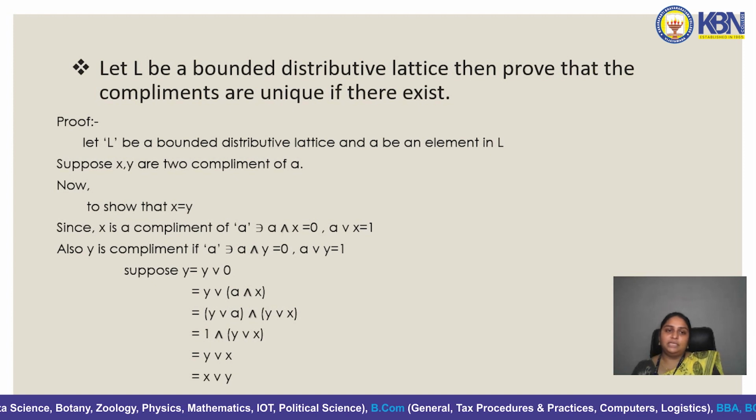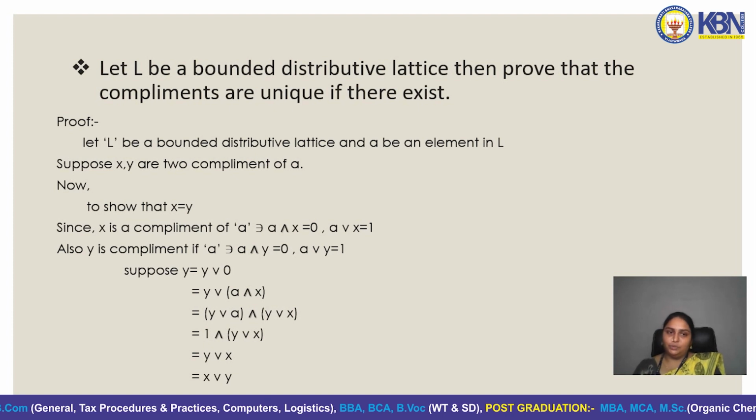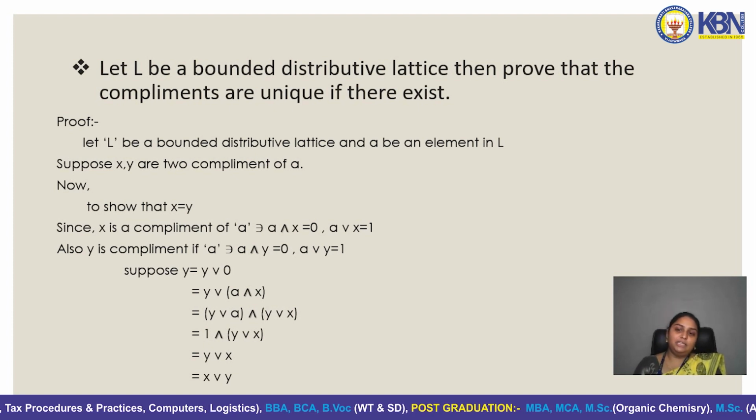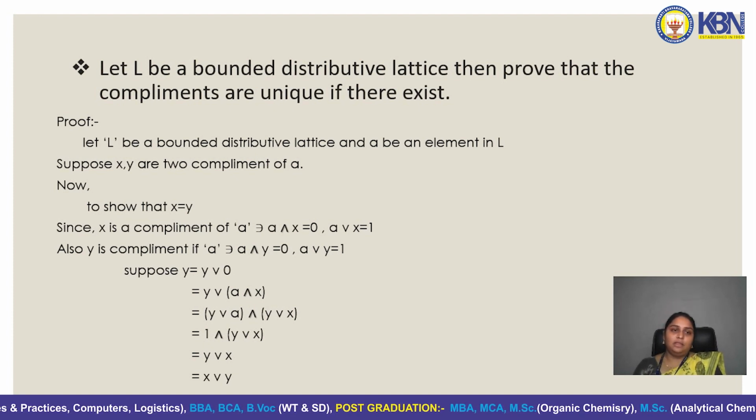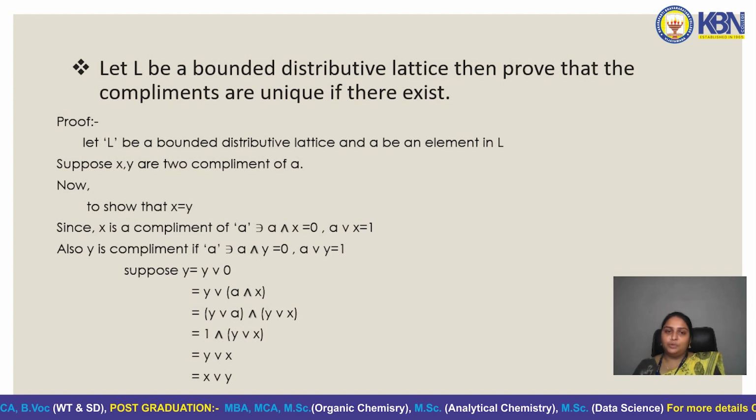For that purpose, we are taking two complements of an element A, that is x comma y. So to prove that every complement of every element in a lattice is unique, it is enough to prove that these two elements are equal. That is, suppose x comma y are the complements of A, so it is enough to show that x equals y for the uniqueness.